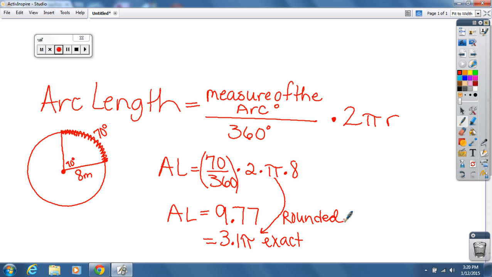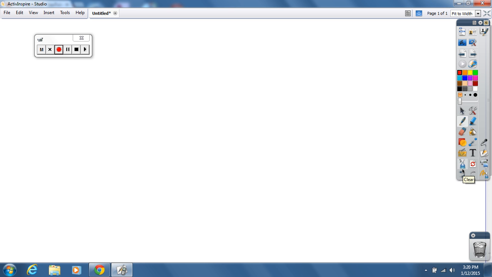Now that was exact and rounded. Let's try working backwards. Let's try finding some of the missing pieces. What if on my problem I want to find the radius? So we've been talking about these things. Find the radius.